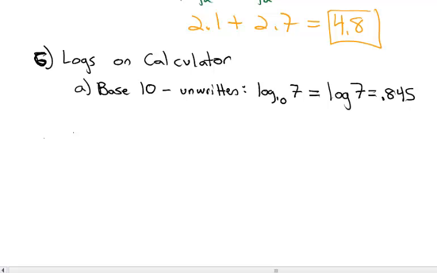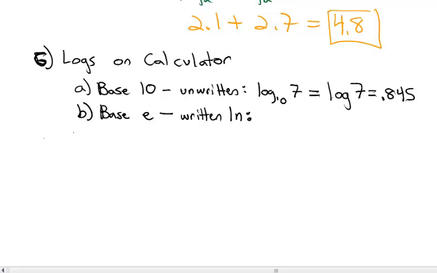So that's the unwritten base 10. The other base that your calculator can do is a base of e. That's Euler's constant. It is written as ln, which stands for natural log. I know the letters are backwards. It's because it comes from the Italian or the Latin, not English, which is weird, where the nouns and the verbs are all backwards. So log natural, the natural log.